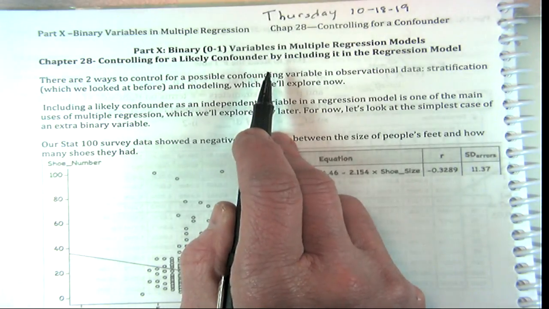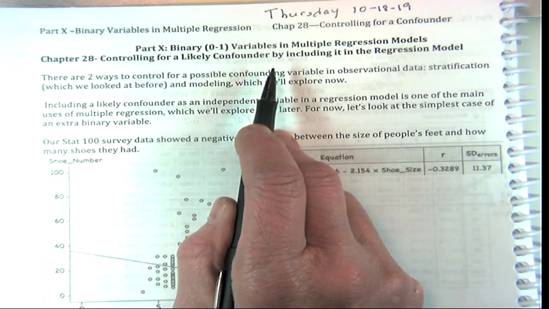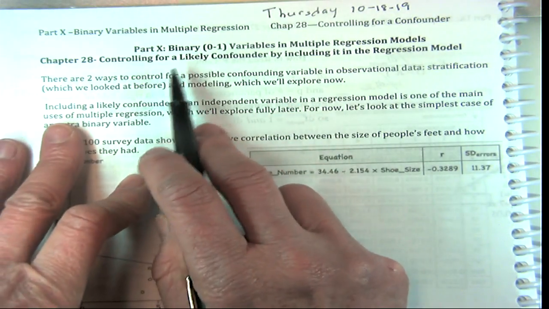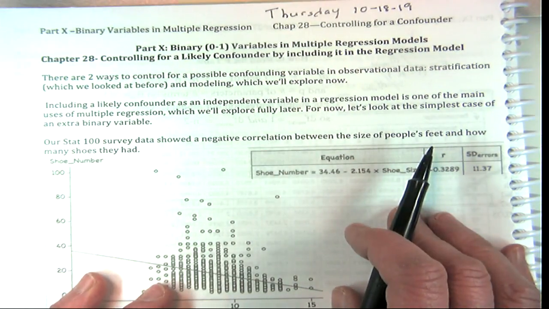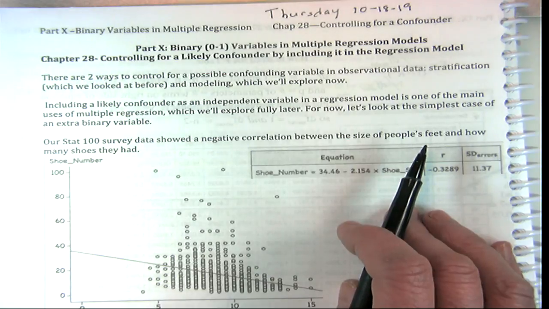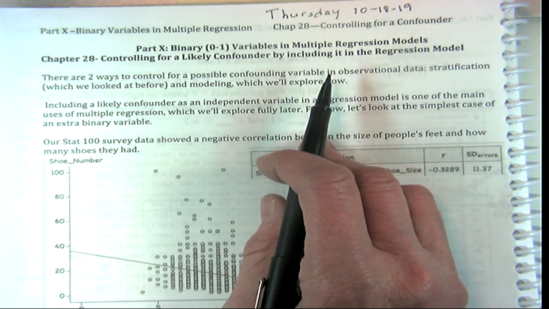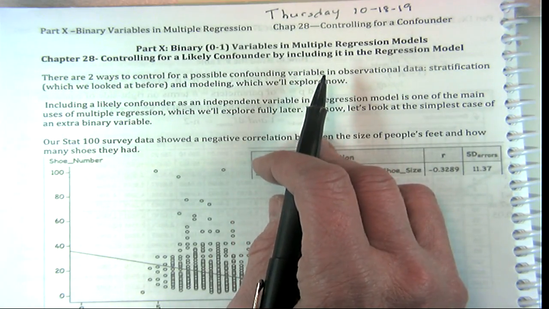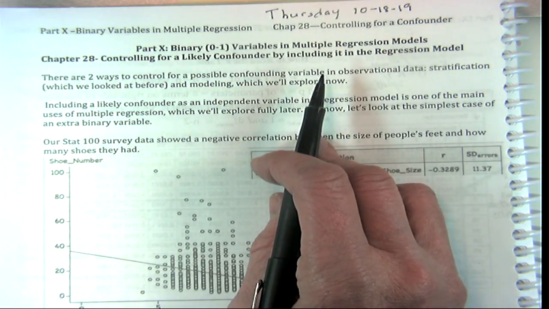Often we add another variable to remove confounding. And so in this example, in these next few chapters, I'm going to show you how adding a variable to a regression model, sometimes called adding it as a covariate, is used to control for a likely confounder.